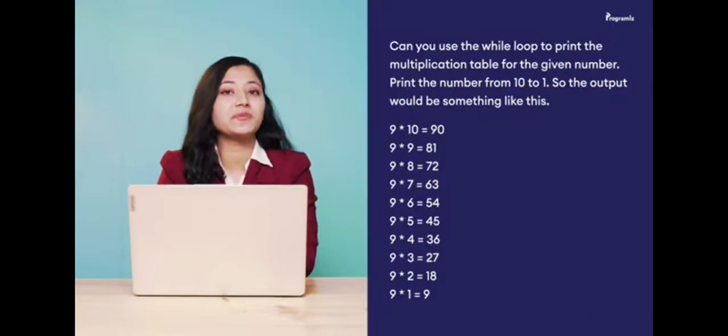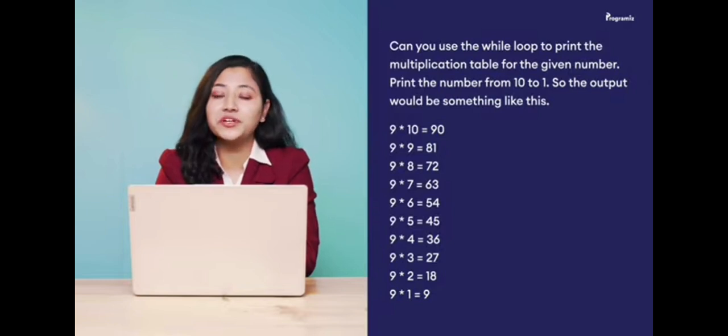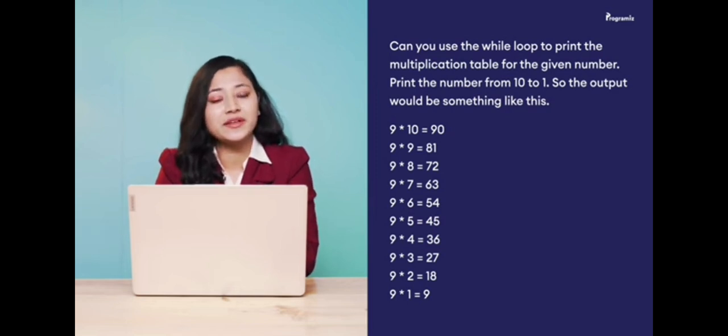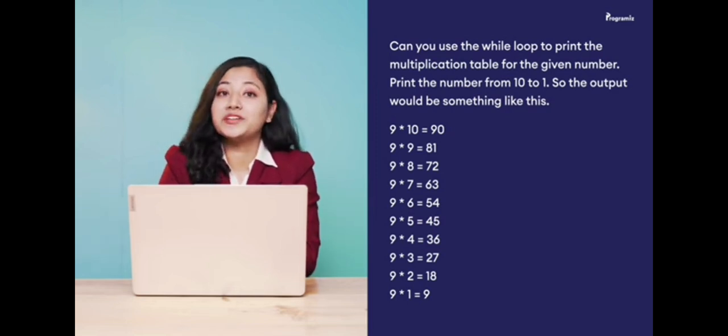Now to revise what we have learned, here is a programming task for you. Can you use the while loop to print the multiplication table for the given number, but this time you have to print the numbers from 10 to 1, so the output would be something like this. Try the program and comment your code below.